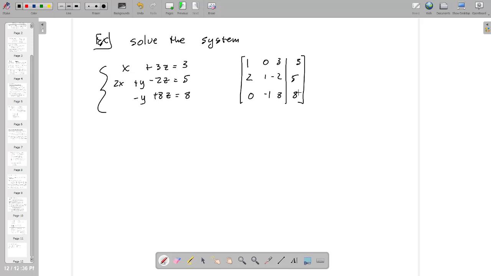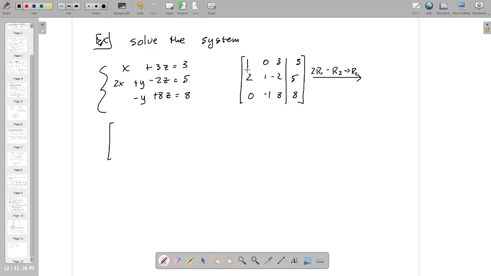Now we want to solve this just like we've been solving them before. See what we get. We do 2 times row 1 minus row 2, replace row 2, because I want a 0 here. This is the first step. I want to get a 0 here.